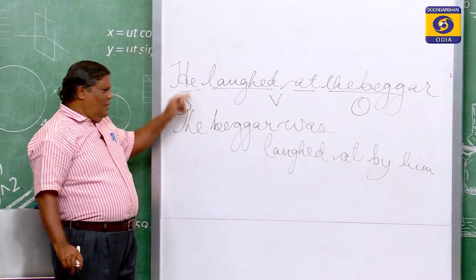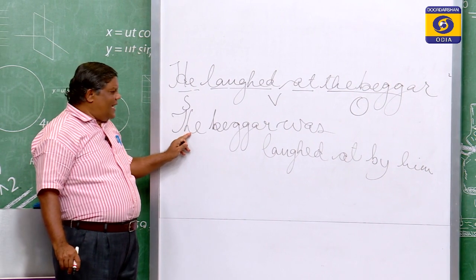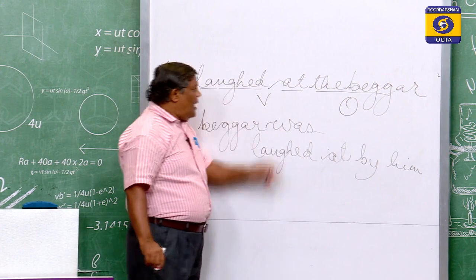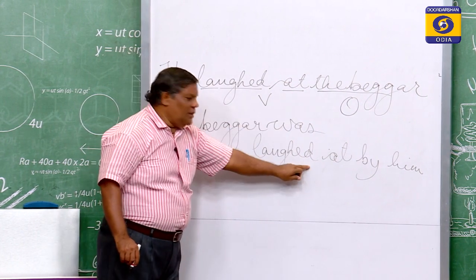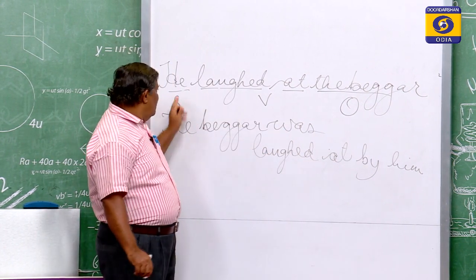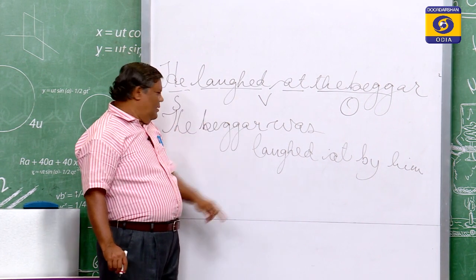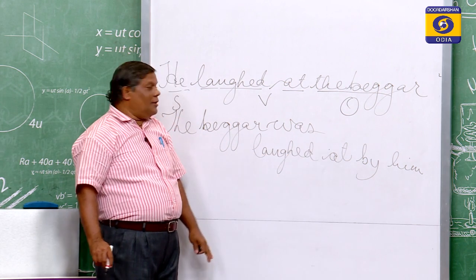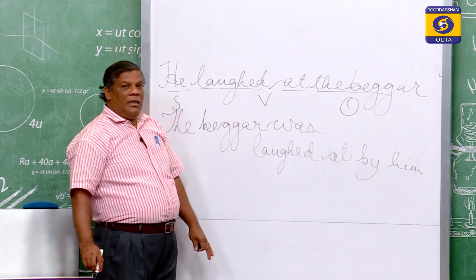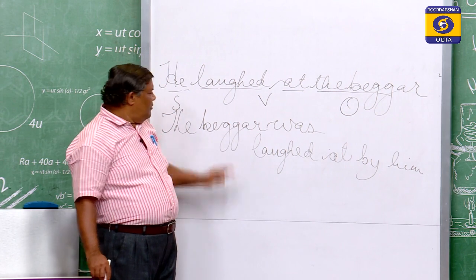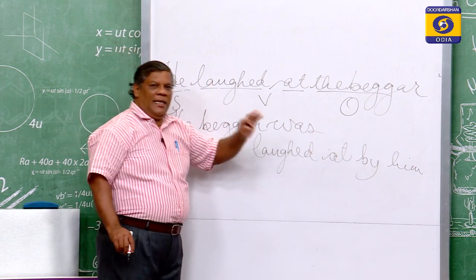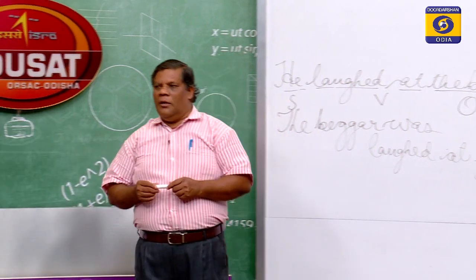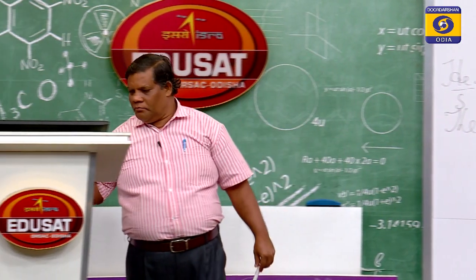He laughed at the beggar. The beggar was laughed at by him. You see, it retains the preposition. As it was there, it is also here. The beggar was laughed, then you have to write at. You cannot say only "the beggar was laughed by him." No, you have to use at here again. The at should be used. This is called prepositional phrases.